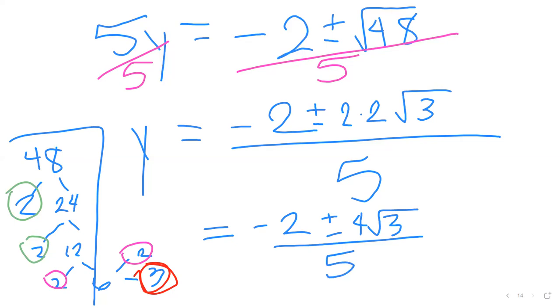And then if your class is using WebAssign, the software online, you want to make sure that you break that out and say -2 plus 4 square root of 3 over 5, comma, -2 minus 4 square root of 3 over 5 as you enter your result.